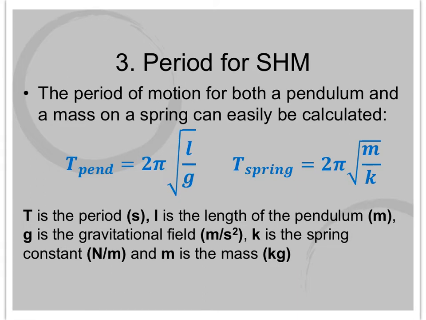We also have the period for a spring is 2 pi times the square root of m over k, where m is the mass of the spring, or the mass of the object that's oscillating on the spring, and k is the spring constant. So these will both allow us to calculate the period for either one of those examples of simple harmonic motion. We, of course, then can calculate the frequency based upon that period.